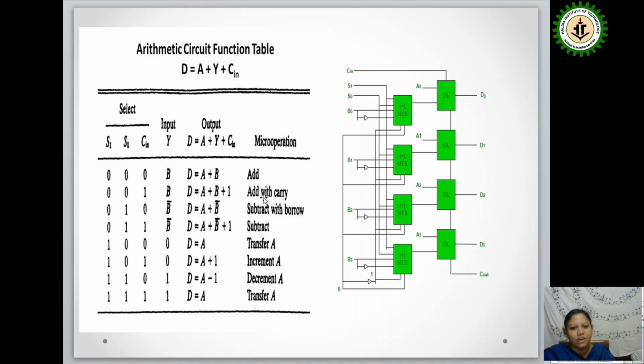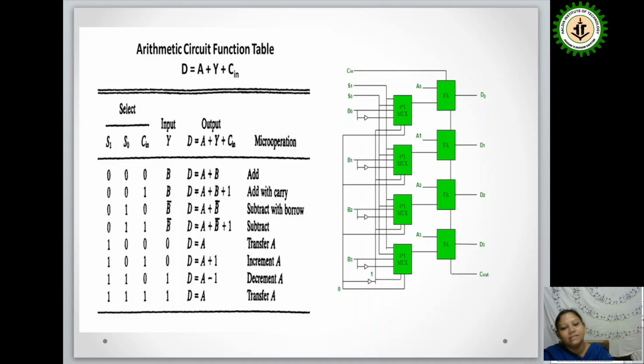So A plus B plus 1, what is the operation? Addition with carry. Now when the selection line is 0 1, here also there are two types of input, 0 and 1, and the mux input is the second line, that is the B complement. So A plus B complement, and the second one is A plus B complement plus 1. So subtract with borrow, and the second one is only normal subtract. B complement plus 1 means minus B, so that is the normal subtract.